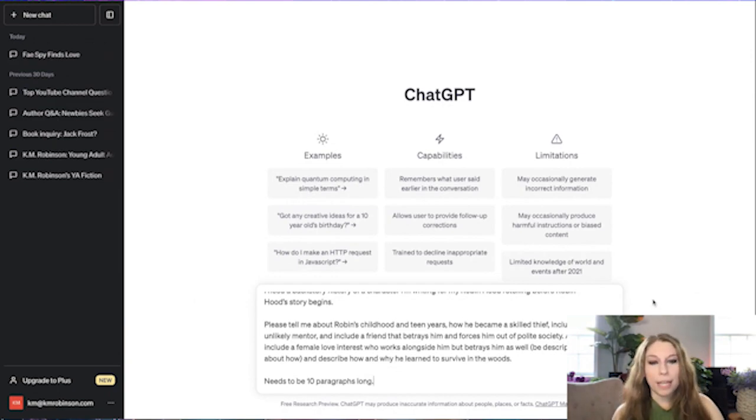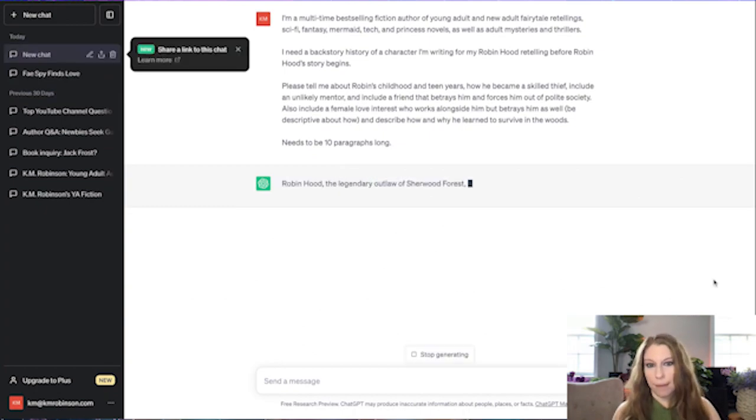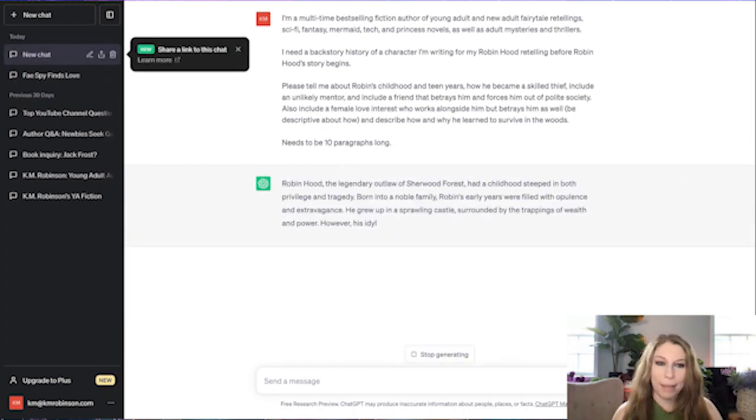I also said include a female love interest who works alongside him but betrays him as well. Be descriptive and describe how and why he learned to survive in the woods. And then I clarified that it needs to be 10 paragraphs long so it doesn't give me just a teeny tiny little thing. We're going to go ahead and hit the button and it's going to think about it for a minute. It's going to start creating my content.